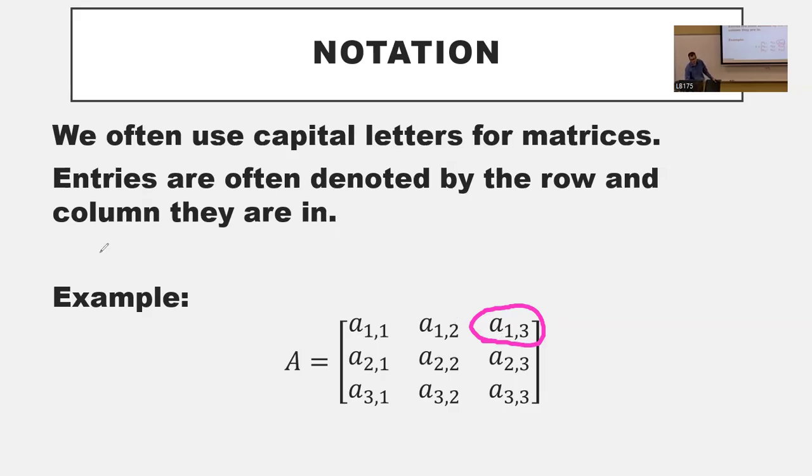All right. And 3, 1, we are in row 3, column 1. All right. So that, again, is often the notation people use for matrices. To set up a matrix, we use a capital letter, and then the actual entries are denoted with subscripts. Okay.